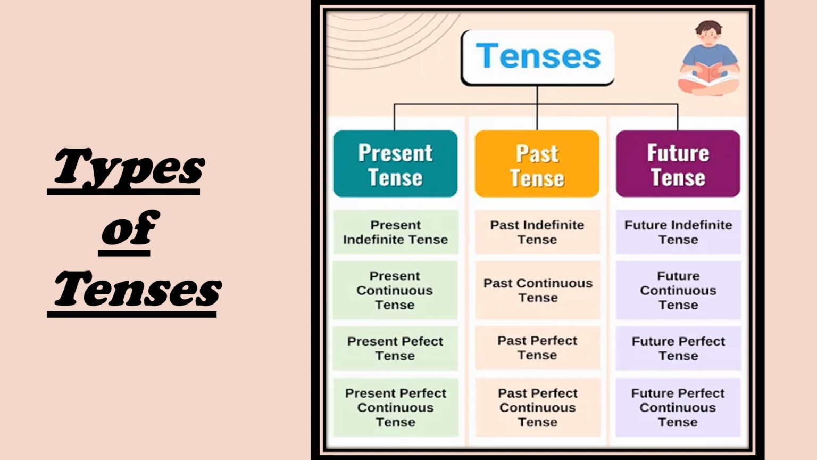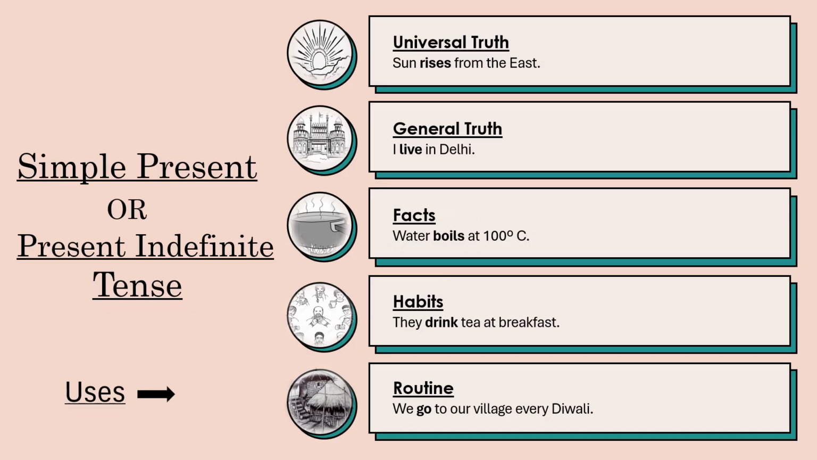Now, all these tenses, present, past and future, are divided into further 4 categories. That is simple tense or indefinite tense. So we have present indefinite, past indefinite and future indefinite. Then we have continuous tense in present, past and future. Then we have perfect tense and last we have perfect continuous tense. So in this video, we are going to discuss all the 4 types of present tense in detail. So let's begin. The first tense that we are going to start with is simple present or present indefinite.